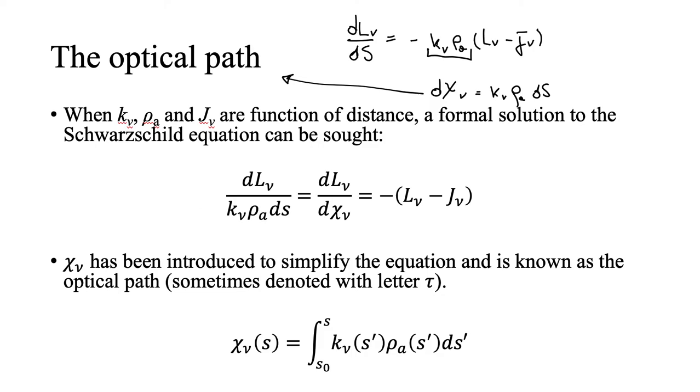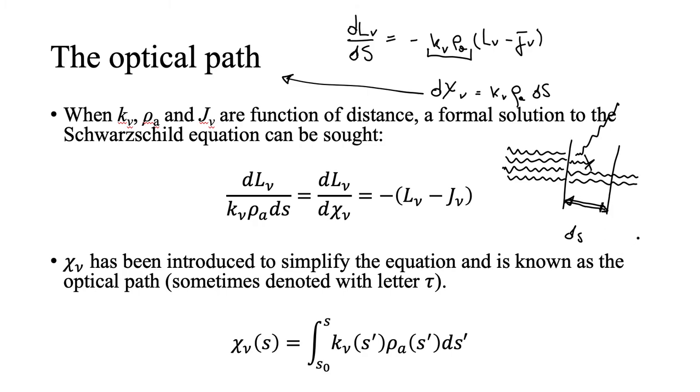So what does the optical path really correspond to? Well, let's think about this. Suppose that you have some medium here, and the medium has width ds. Now you have a beam of photons coming into this medium. Some of these will be scattered, some will be absorbed, and some will make it through.